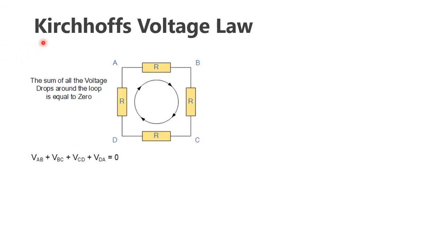Okay, let's look deeper at Kirchhoff's voltage law. Here there is a closed loop path given. I am considering the first resistor as R1, this resistance as R2, this one as R3, and this one as R4. R1 is connected between points A and B. Therefore the voltage drop across R1 I am taking as VAB.